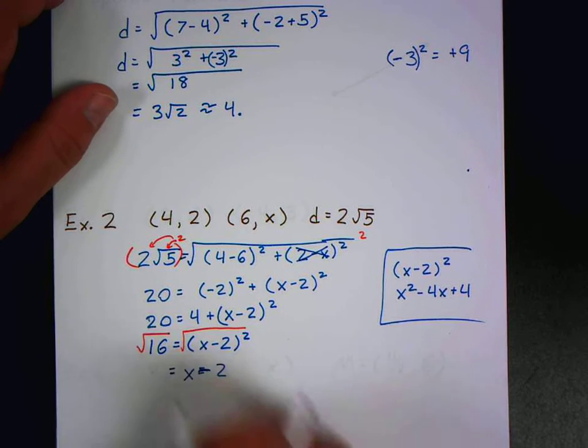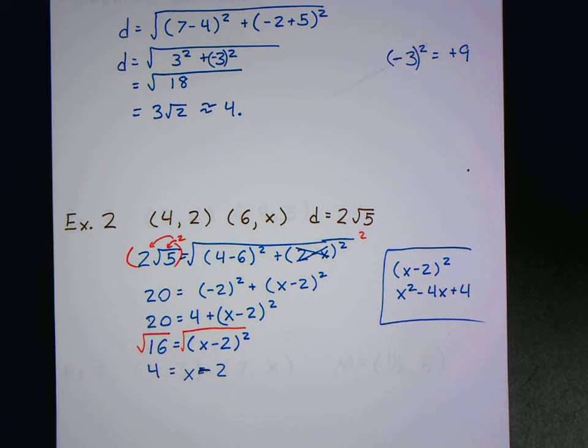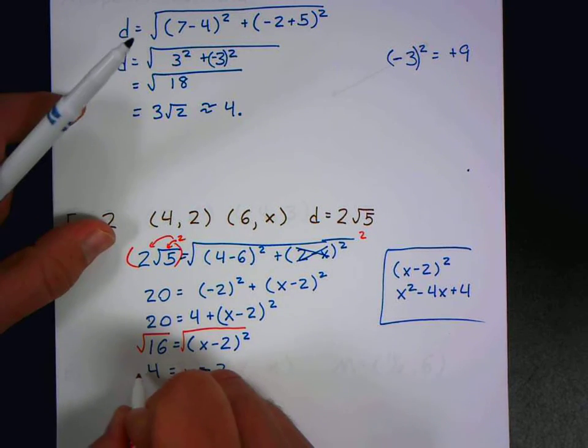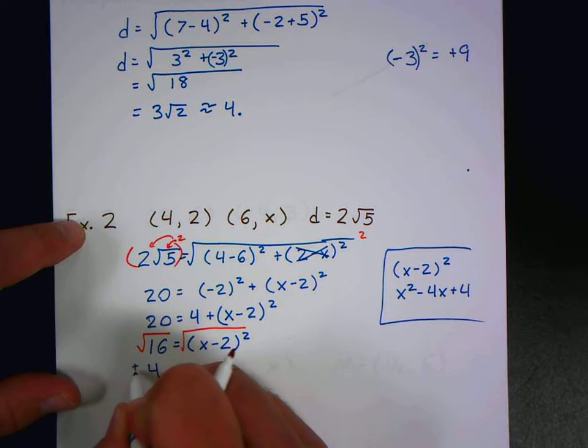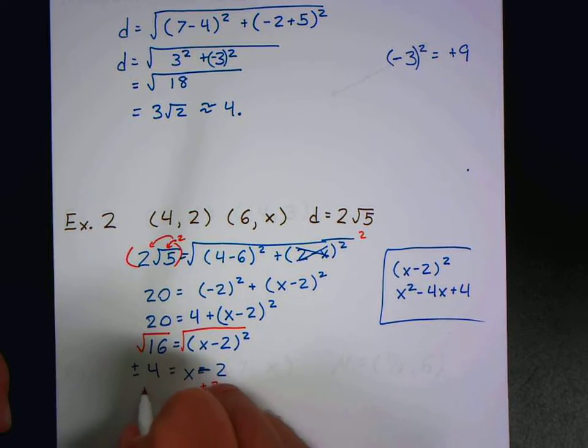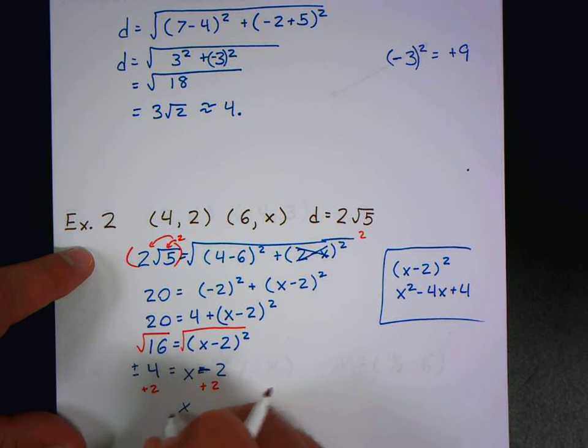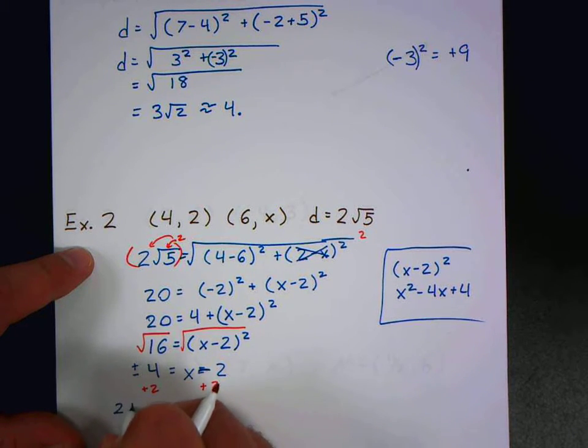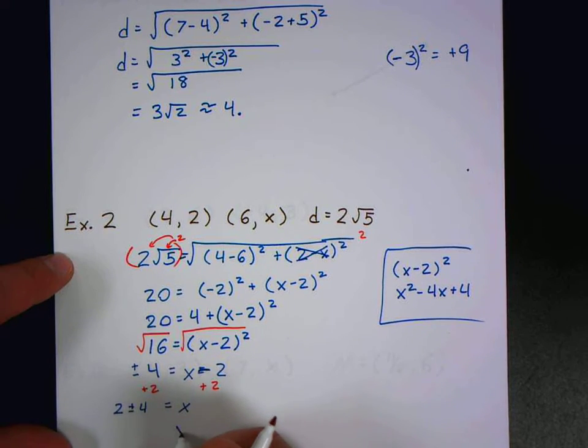Okay, there's another trick that I want you to remember whenever you square root. What do you have to do whenever you square root something? Put plus or minus. Because there's 2 numbers you could square to get 16. You could square 4, or you could square -4. So that means I have 2 answers.